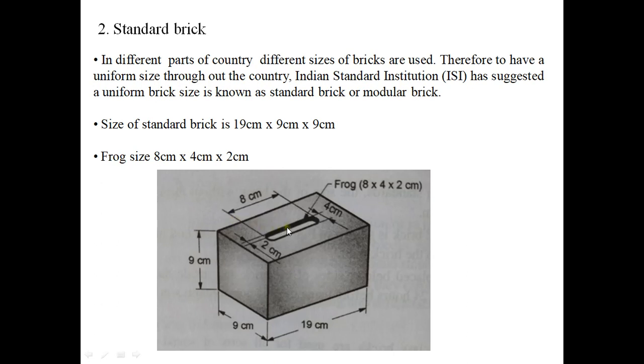According to Indian standards, the size of the frog is also given. The frog size is 8 centimeter by 4 centimeter by 2 centimeter. So 8 centimeter is the length of the frog, 4 centimeter is the width of the frog, and 2 centimeter is the depth of the frog. The length of the frog is 8 centimeter at the center, the width is 4 centimeter, and the depth should be 2 centimeter. According to the standards, we have to provide this for the brick. When we prepare a brick, these should be the dimensions according to Indian standards.